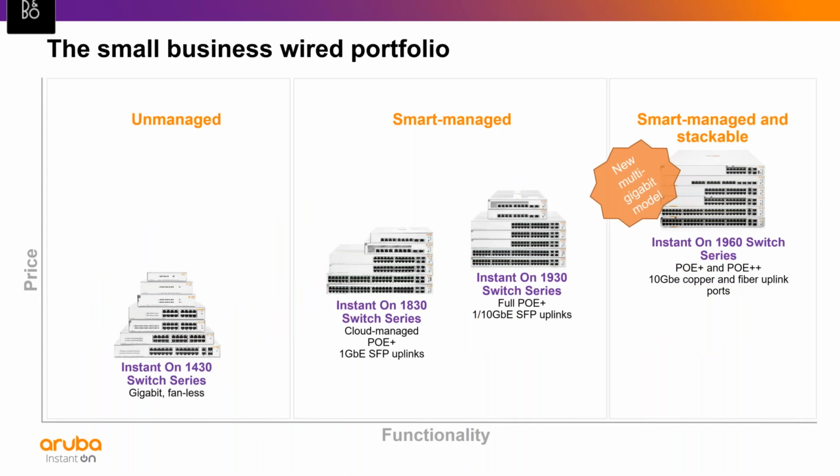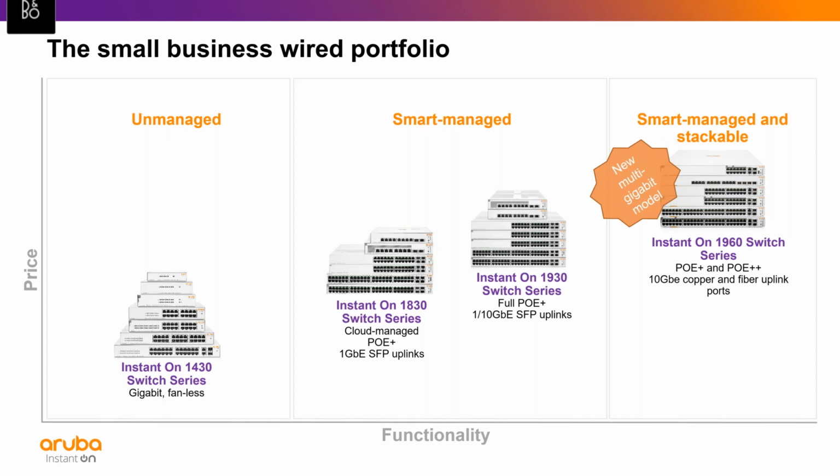So if you look at our small business wired portfolio, a lot of these I've talked about recently in some of the past presentations I've given to you guys. But in our Instant On product line, we have an unmanaged line of switches, which are our 1430s. They're gigabit switches, they're PoE and non-PoE models, and they're all fanless. And these are unmanaged, so they're not able to be managed by the cloud or even locally managed. They're simply true plug and play switches. And there's some really small environments typically where that's a good fit.